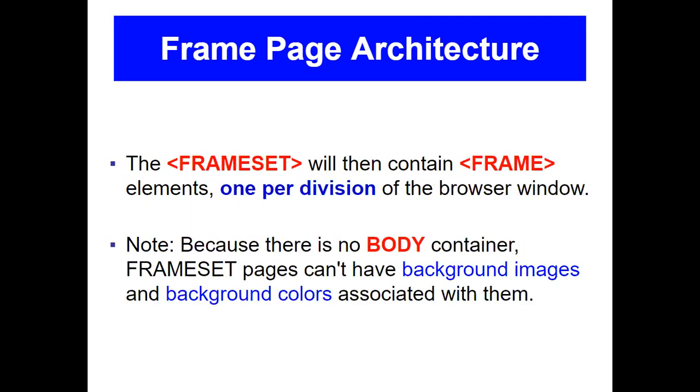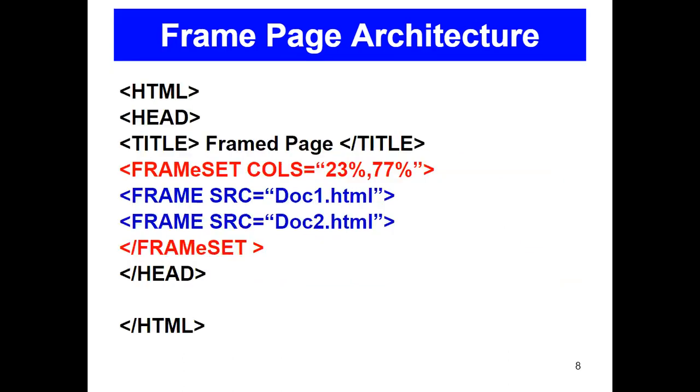So the frameset will then contain the frame element, means frame is the nested element of the frameset element, and frame is used one per division of the browser window. Means however many divisions we have made for the browser window, we will use that number of frame elements in the frameset. An important note is that as there is no body container in framed pages, frameset pages cannot have background images or background colors associated with them.